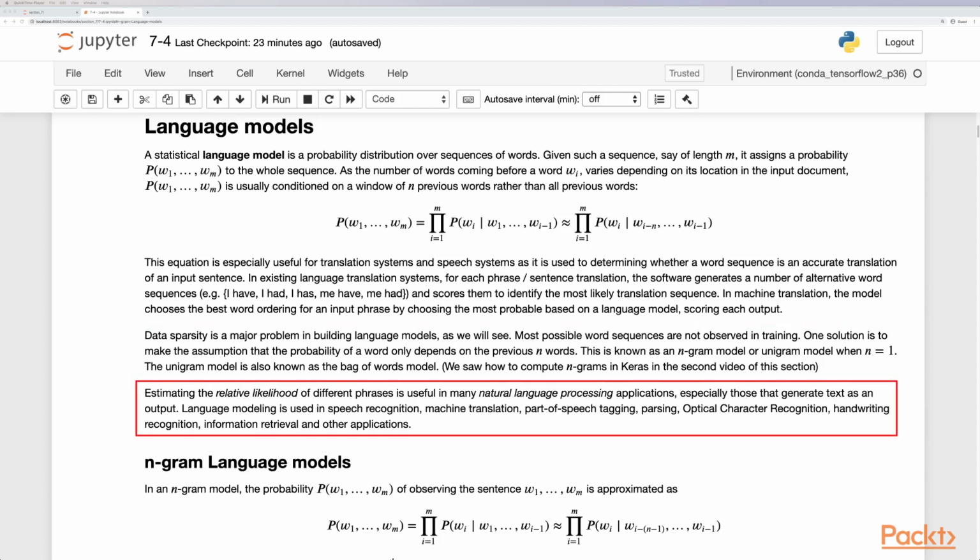Estimating the relative likelihood of different phrases is useful in many natural language processing applications, especially those that generate text as an output. Language modeling is used in speech recognition, machine translation, part-of-speech tagging, parsing, optical character recognition, handwriting recognition, information retrieval, and other applications.